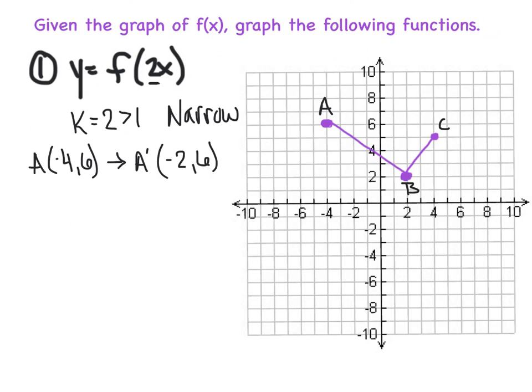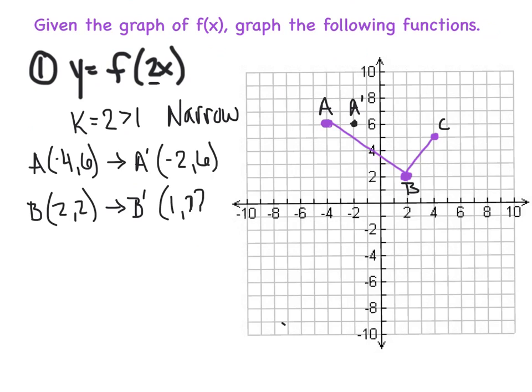Notice we divided the x-coordinate by 2, but we didn't change the y. And so -2, 6 would be right here. And I'm going to label that A prime. Okay, B, let's see. Right now that's 2, 2. And if I divide the x-coordinate by 2, I get 1, 2.